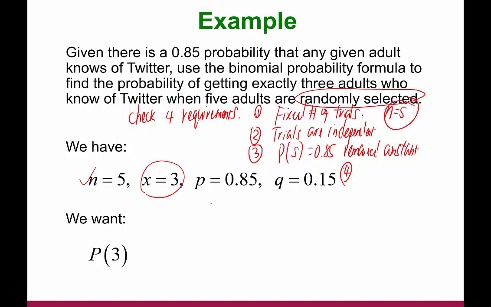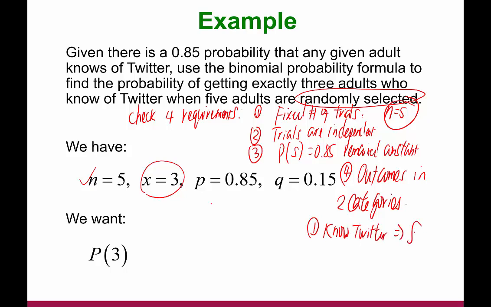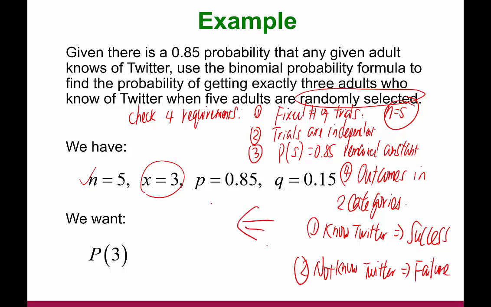The fourth condition is outcomes in two categories: either knowing Twitter, the success event, or not knowing Twitter, the failure event. Now definitely this is a binomial probability distribution.